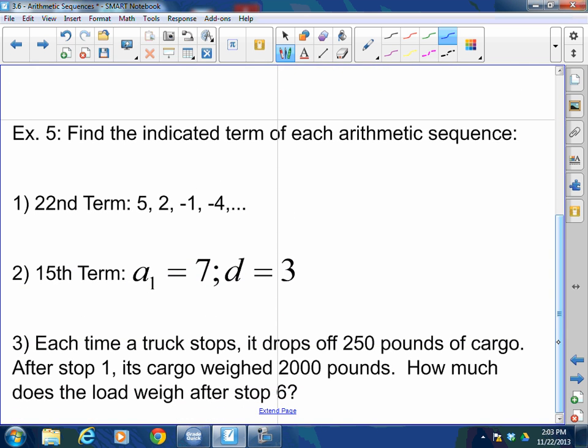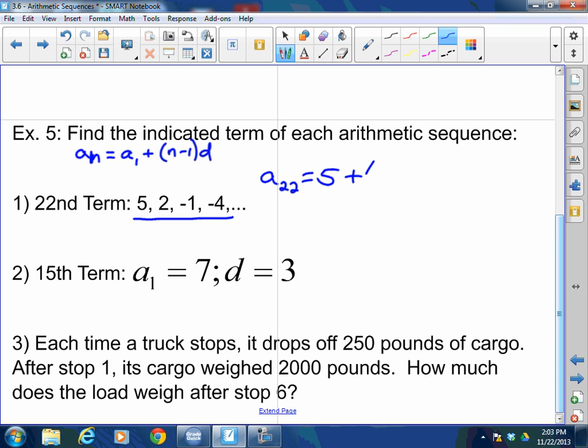Okay, now, let's find the indicated term of each arithmetic sequence. I want the 22nd term of this sequence. So I'm looking for my 22nd term value. That's A of 22. That's going to equal A1. Remember, we're working with the following formula. The value of my nth term equals my first term plus the term number minus 1 times the common difference D. What is my first term here, A1? 5. Very good.